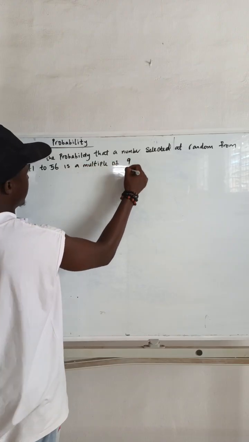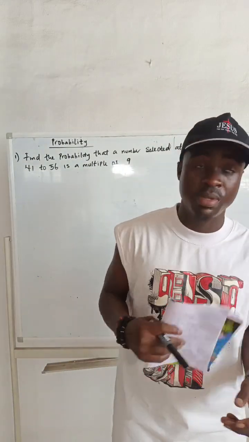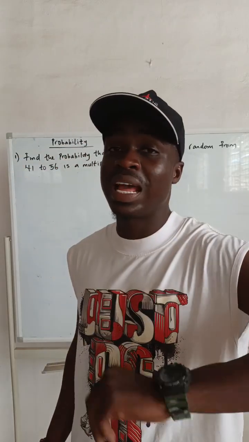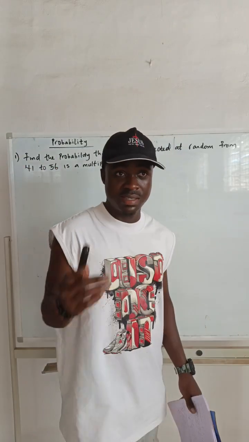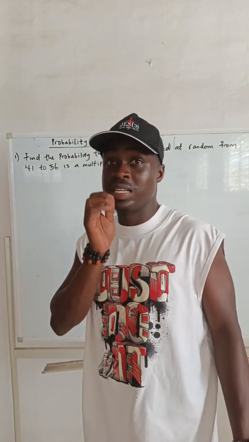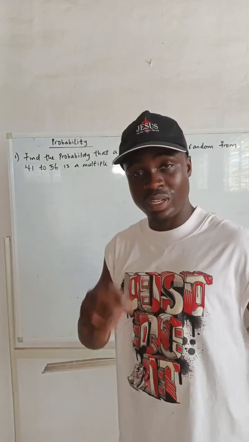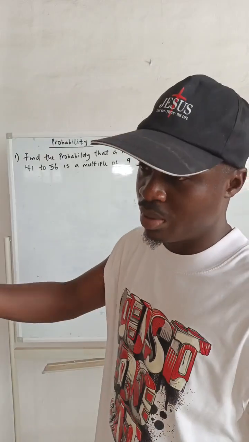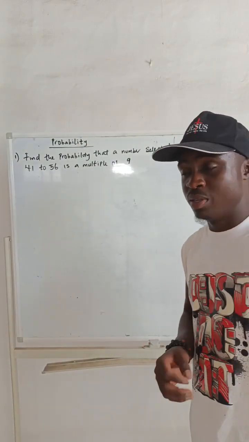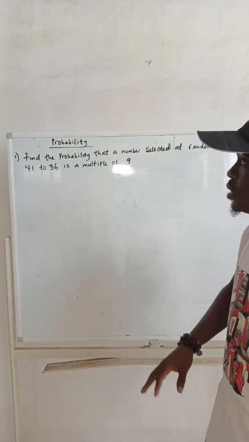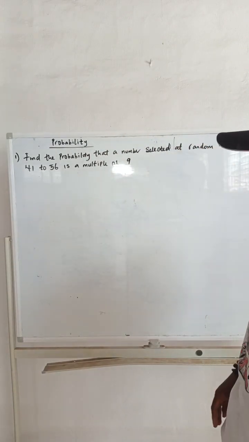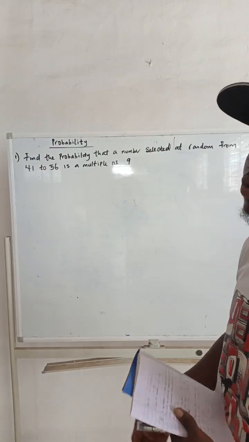of 9. Before I solve this question, I need you to understand that probability simply means the likelihood of an event to happen. The formula to find probability is the number of favorable outcomes over the number of total outcomes. Don't forget that we still have our sample space, and a lot of things under probability, so you need to be very careful. Now let's solve this question. Find the probability that a number selected at random from 41 to 56 is a multiple of 9.